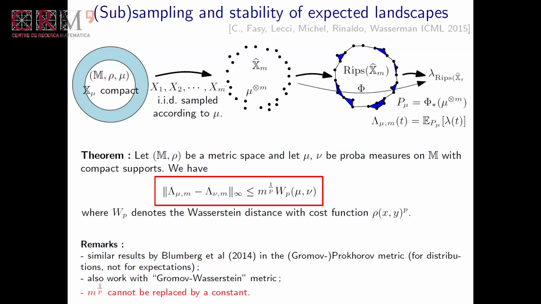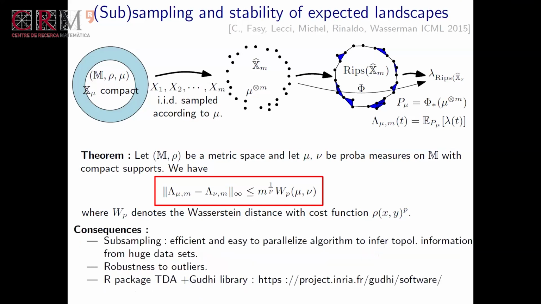And as I'm almost done, just a few practical and interesting consequences. Because of this, when you look at the expectation of the landscape, you get something which is robust to outliers. That in some sense partially circumvents the problem we raised during the discussion yesterday about the Hausdorff stability, which is very sensitive to outliers. So here, when we consider this object, we get an object which is much less sensitive to outliers.